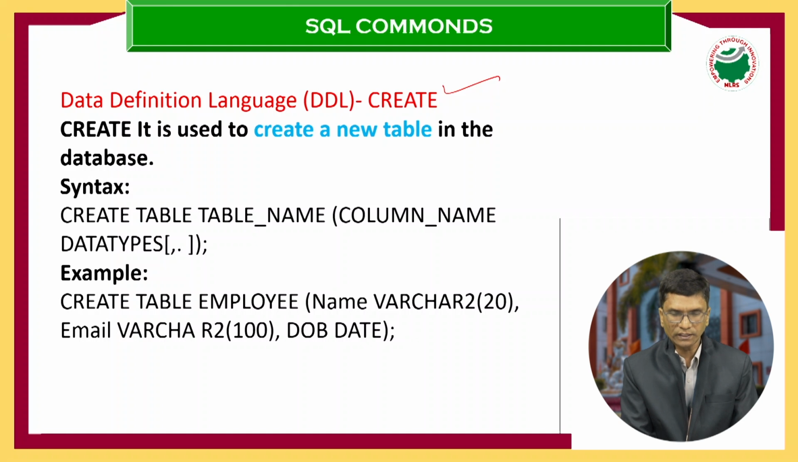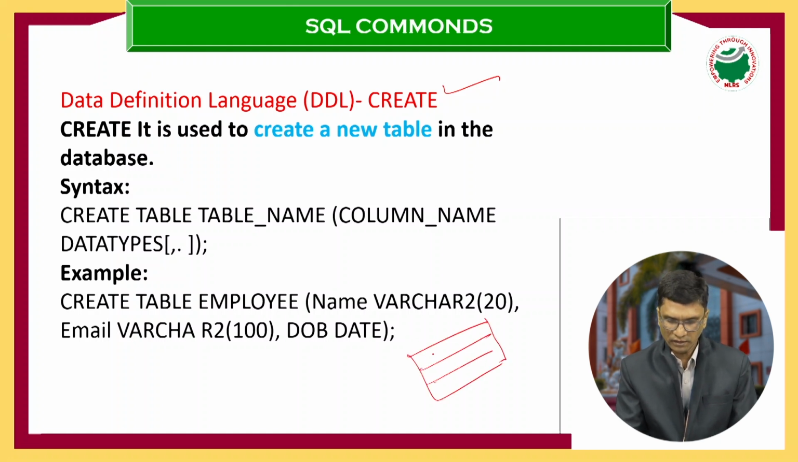Create is used to create a new table in the database. A table is nothing but rows and columns. So how do we insert into the table? There are columns and rows, and this entire thing is known as a table. In it, we need to insert some data, and for that reason we are using create table. How many columns are there? 1, 2, 3 columns, and 1, 2, 3, 4 rows. So there are 3 columns and 4 rows. The structure of this table is defined by the create table syntax.